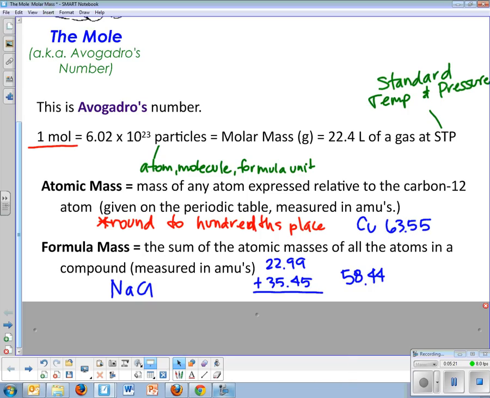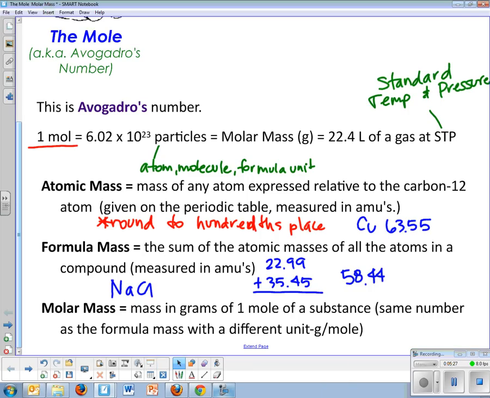58.44. Okay, and we're going to go through practice this too. So the last thing is what we really want to get to is the molar mass. This is the mass in grams of 1 mole of a substance. So if you have 1 mole, you have 6.02 times 10 to the 23rd particles. Maybe that's molecules, maybe that's atoms, but you have 6.02 times 10 to the 23rd of them. That's 1 mole. This is how much mass it would be.